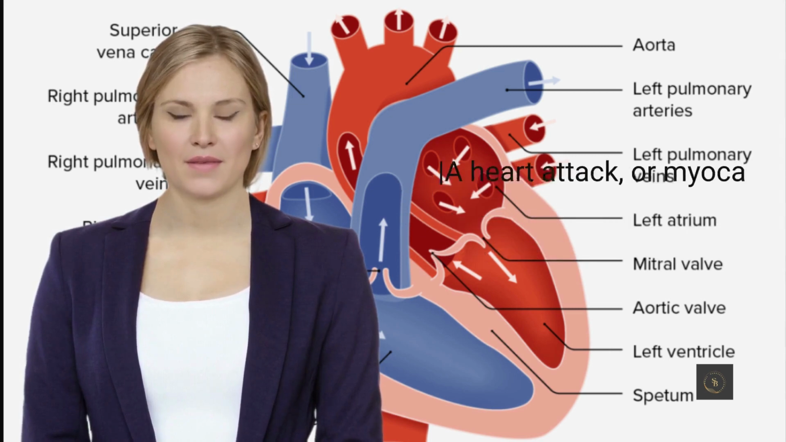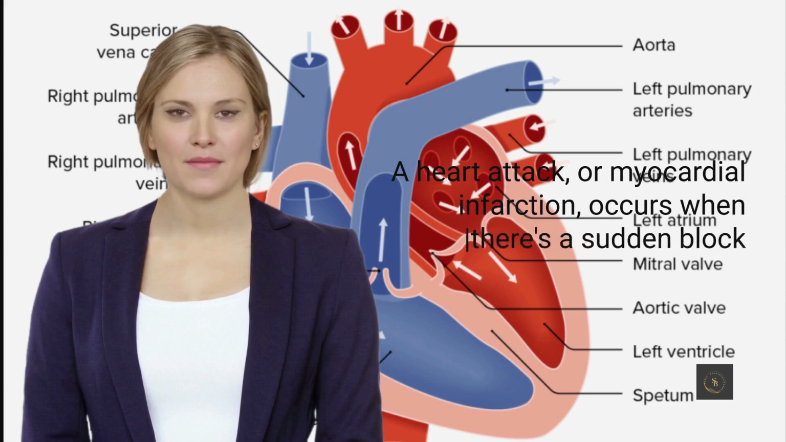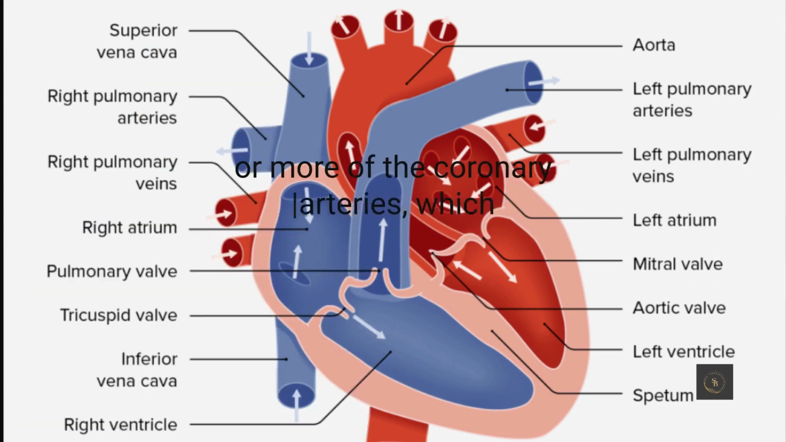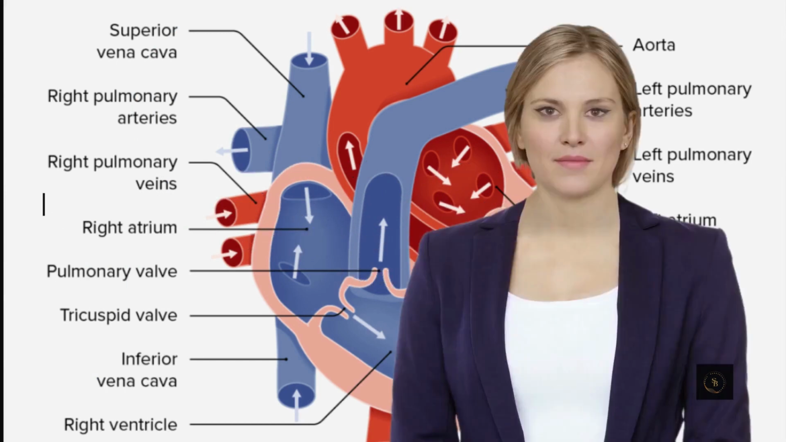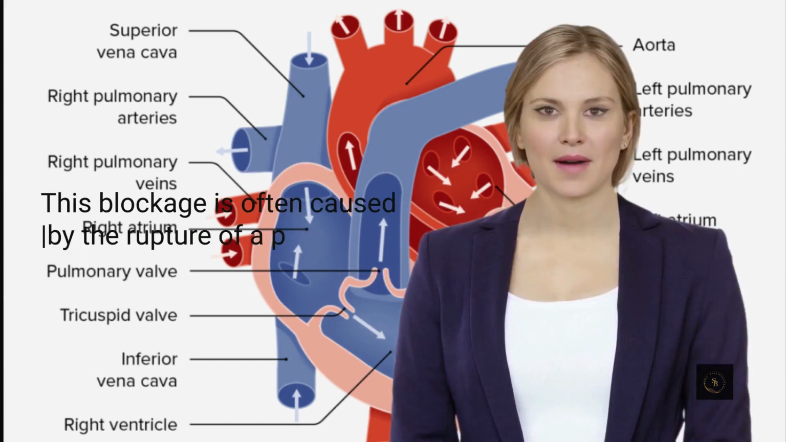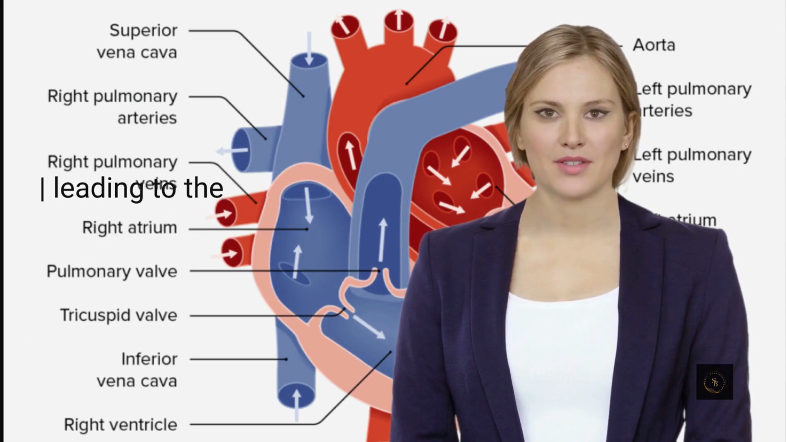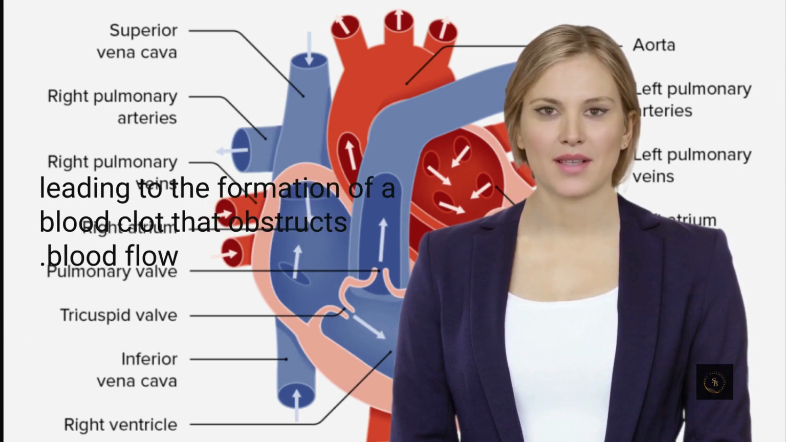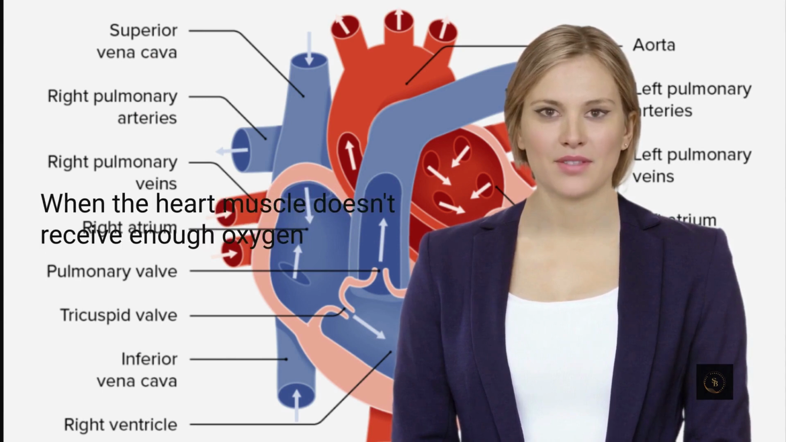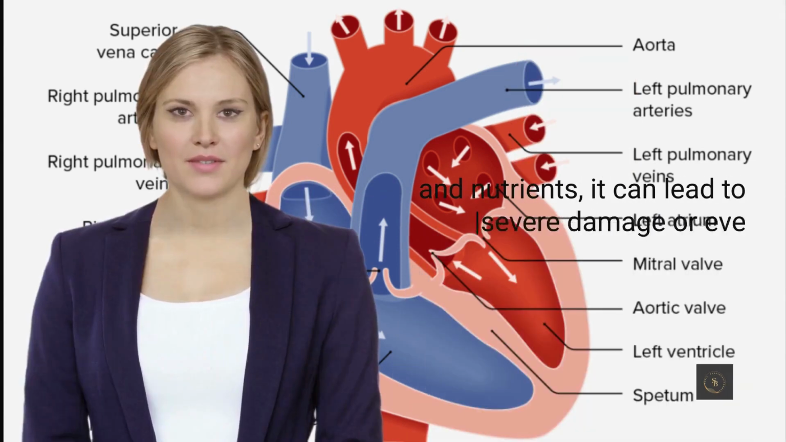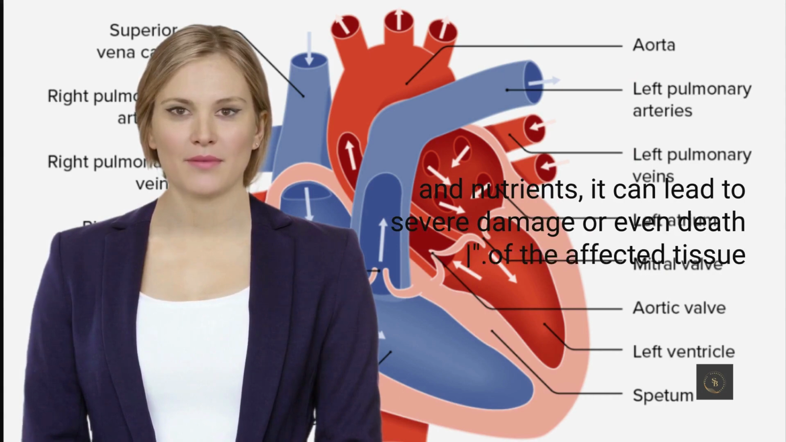A heart attack, or myocardial infarction, occurs when there's a sudden blockage in one or more of the coronary arteries, which supply oxygen-rich blood to the heart muscle. This blockage is often caused by the rupture of a plaque, leading to the formation of a blood clot that obstructs blood flow. When the heart muscle doesn't receive enough oxygen and nutrients, it can lead to severe damage or even death of the affected tissue.